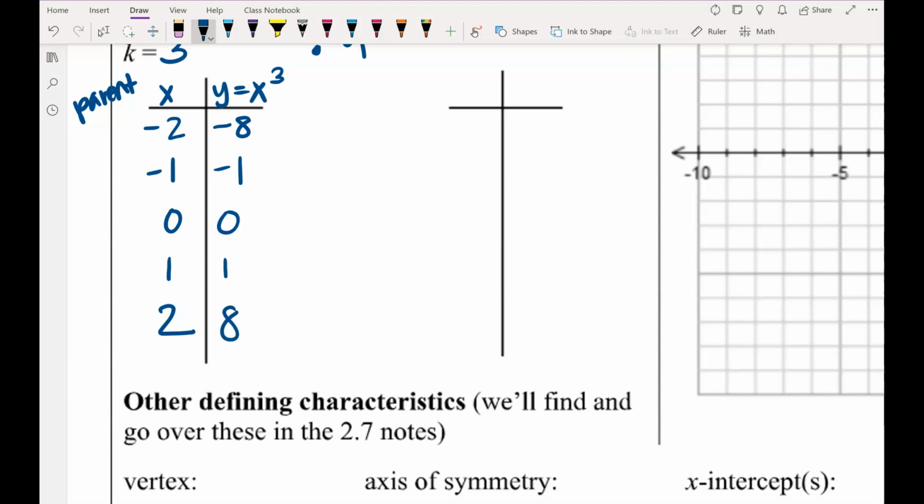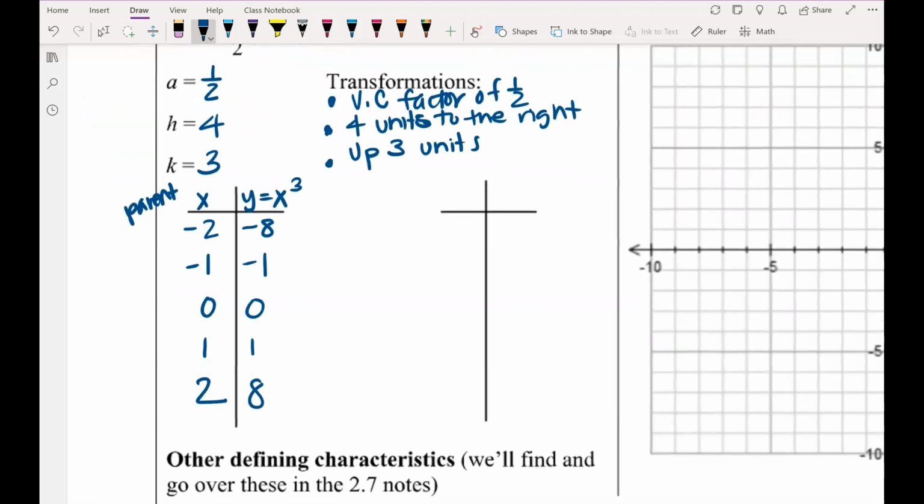Perfect. Then we're just going to use our a value, multiply that to the y. H value will be added to the x since it's positive. K will add it to the y since it's positive. Okay. Now we're going to take each x and transform. Anna Sophia, -2 plus 4 is? 2. Good. Okay. Hannah, negative 1 plus 4 is?